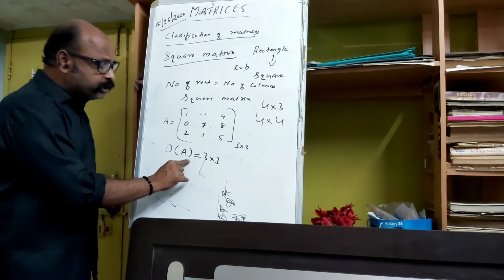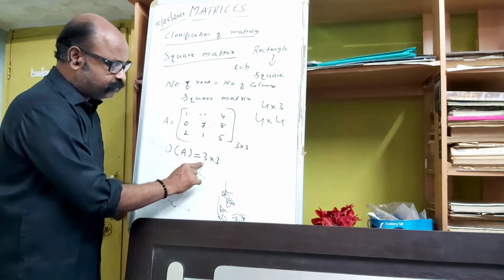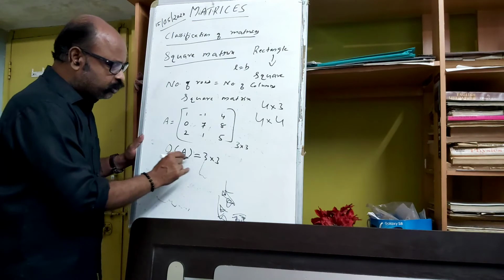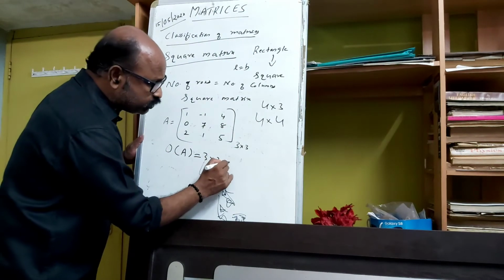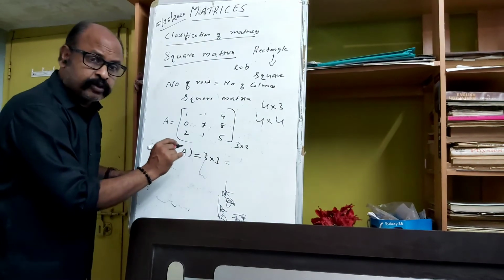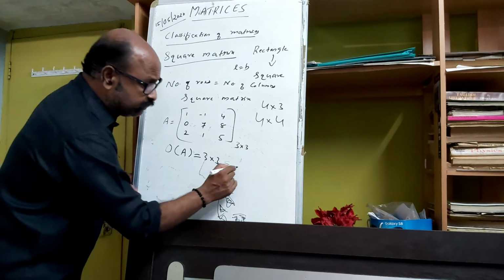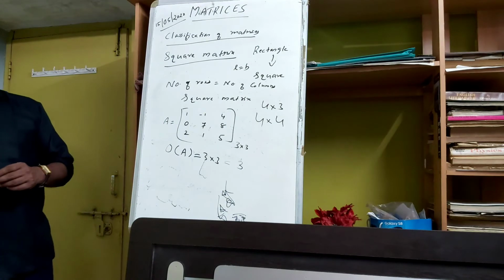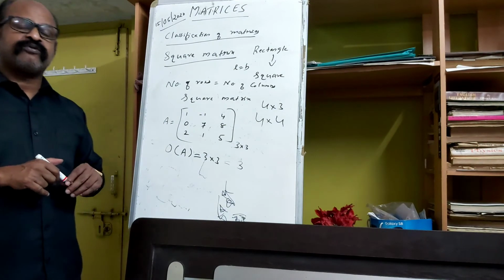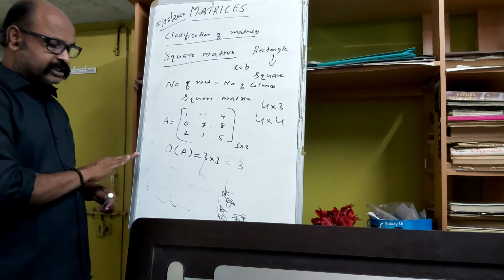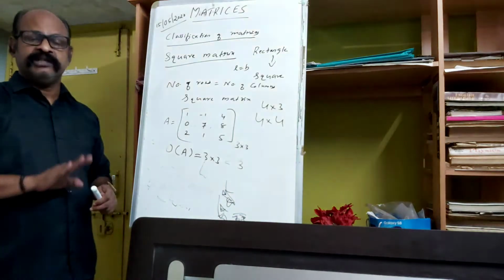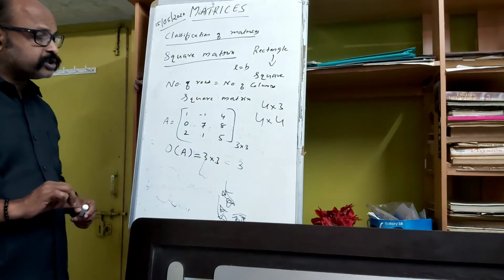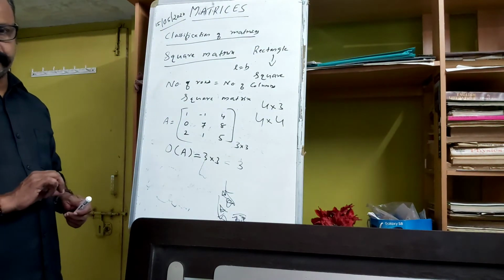So when we say the order of a square matrix, for example 3 by 3, it is not necessary to say order of A equal to 3 by 3. It is enough to say order of A equal to 3. The rest is understood. The meaning is what? Number of rows and number of columns are equal. So the square matrix of order 3, what does it mean? A is a square matrix with 3 rows and 3 columns.